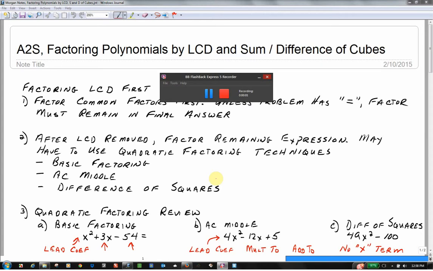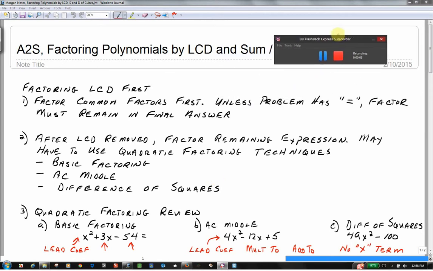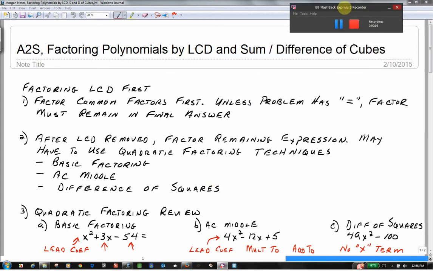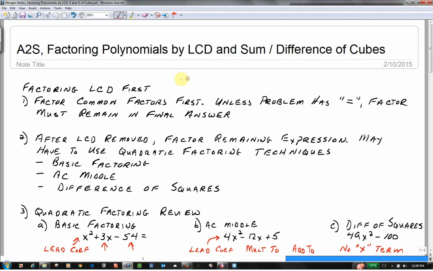Okay, this is chapter 4.4 in the book. We're going to go back to factoring, but now what we're going to be factoring is problems that have x cubes, x to the 4, stuff like that. So they're going to require a little more factoring than we've done before.